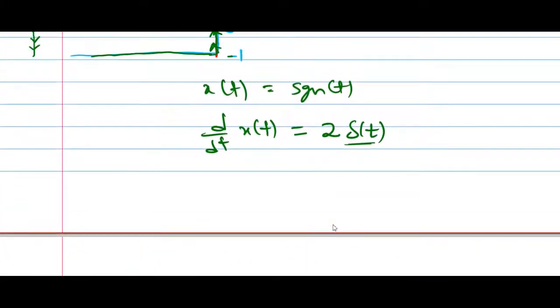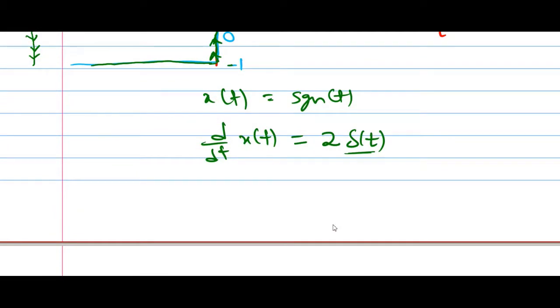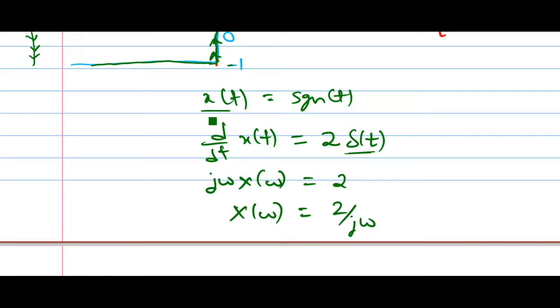So if I take the Fourier transform here, d by dt x of t has Fourier transform j omega X of omega, and 2 delta t has Fourier transform 2 into 1. So X of omega becomes 2 divided by j omega, and my x of t is signum t, that means X of omega is the Fourier transform of the signum function. So the important result is that the Fourier transform of signum t is 2 divided by j omega.